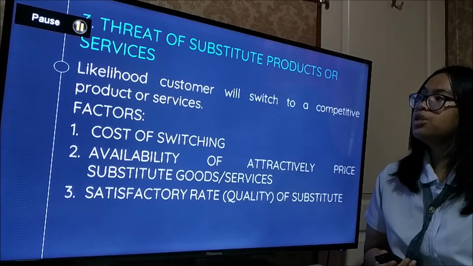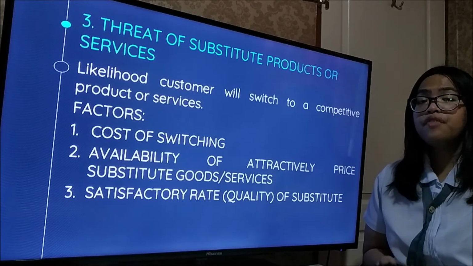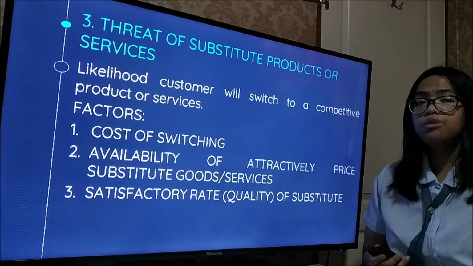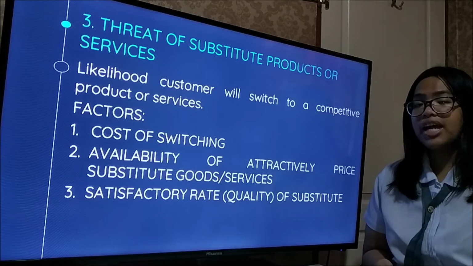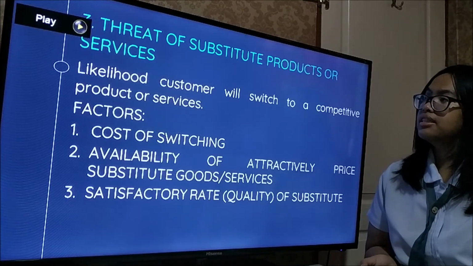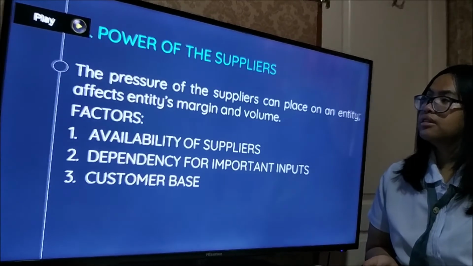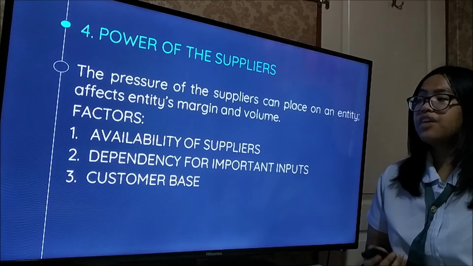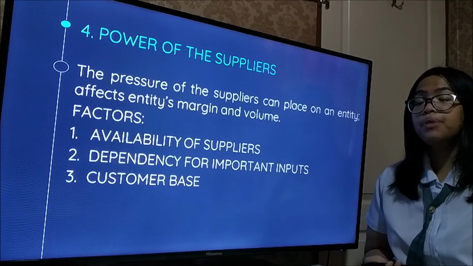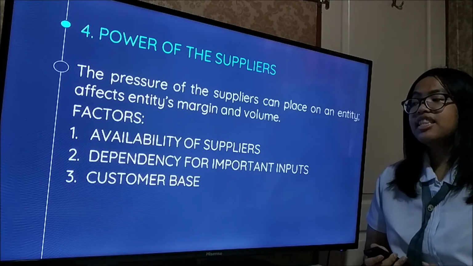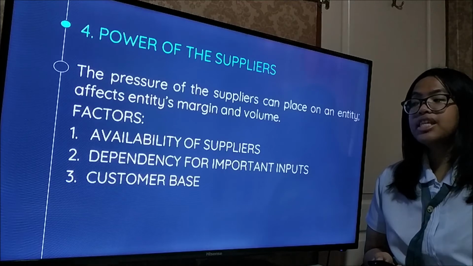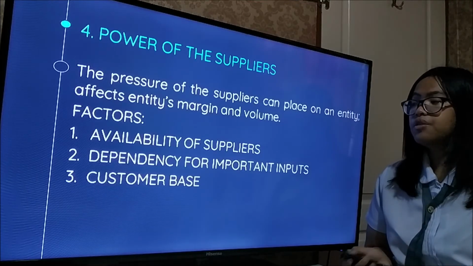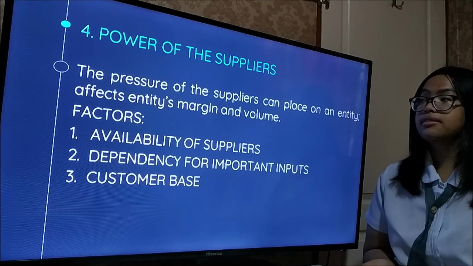As to the threat of substitute products and services, some of the factors to consider are, again, the cost of switching, and in terms of the substitute products, whether it is attractively priced and its quality. As to the power of the suppliers, some of the factors to consider are the availability of suppliers, the entity's dependency for important inputs, and whether the supplier is an established one or a startup in terms of their customer base.